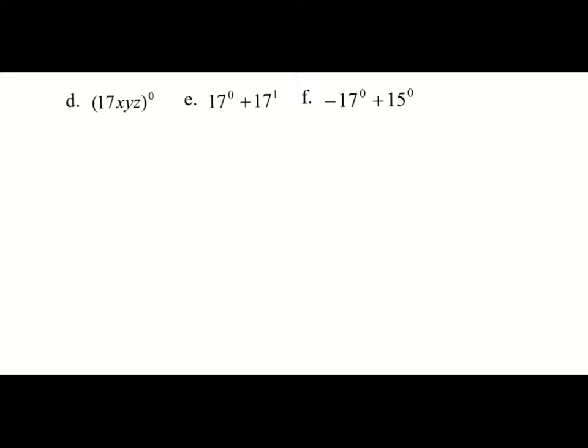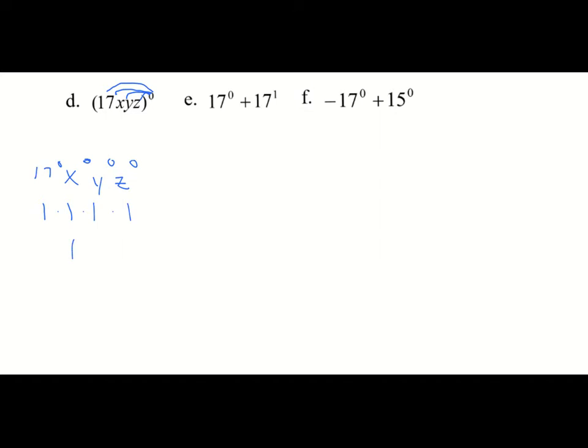Okay, so now for D. This one, we could do our power of a product rule because we have that 0 on the outside, and we could distribute it to everything on the inside, which is going to make it 17 to the 0 power times x to the 0 power, y to the 0 power, and z to the 0 power. We know that 17 to the 0 power is 1. X to the 0 power is 1, y to the 0 power is 1, and z to the 0 power is also 1. So 1 times 1 times 1 times 1 is going to give us 1 for the final answer.